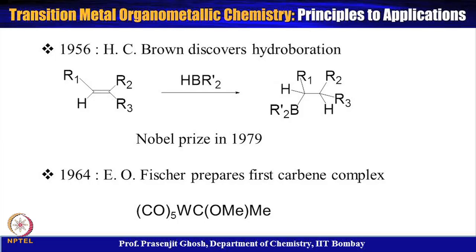In 1956 saw another Nobel Prize awarding discovery by H. C. Brown when he discovered the hydroboration reaction. So, hydroboration became a very important reagent method for carrying out HB addition in unsaturated compounds.